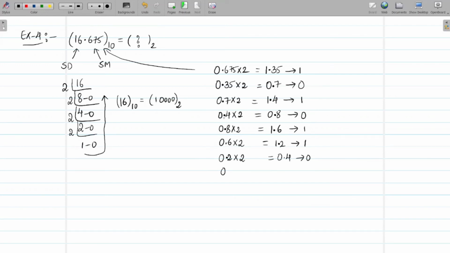Is it right or not? Here we have gone through 0.4 again already. So when you take the multiplication 0.4 into 2, you will get 0.8, and again 0.8 into 2, 1.6, 0. So you will get the same thing which is repeated.